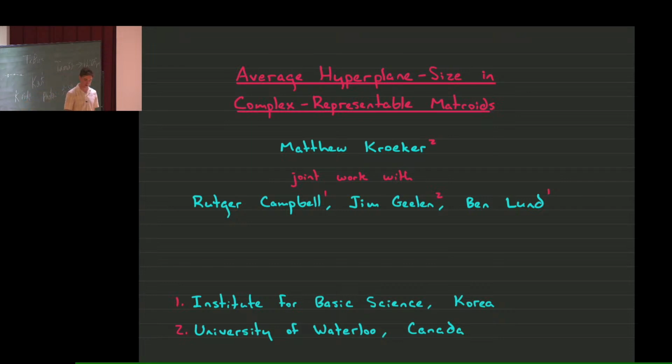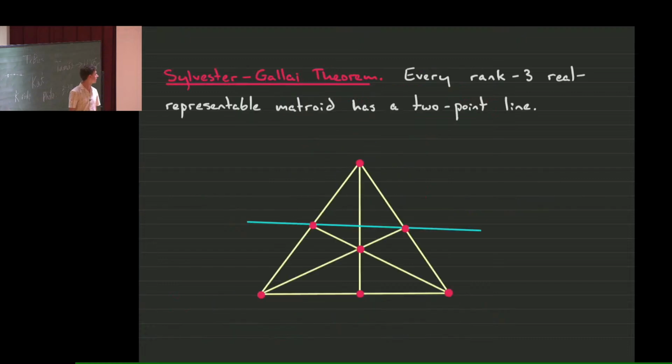In my opinion, the whole story behind what I'm talking about today really begins with something called the Sylvester-Gallai theorem. This is a nice theorem in discrete geometry, which says in matroidal language that if you're rank 3 real representable, then you have a 2-point line.